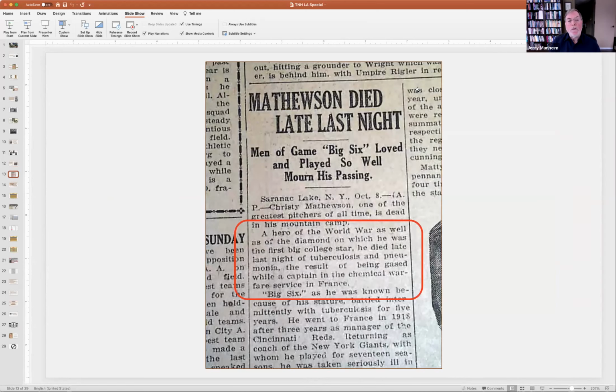And you can see it here in this Associated Press obituary for Mathewson, a hero of the World War, as well as the diamond on which he was the first big college star. He died late last night of tuberculosis and pneumonia, the result of being gassed while a captain in the Chemical Warfare Service in France. That is the established delivered history.